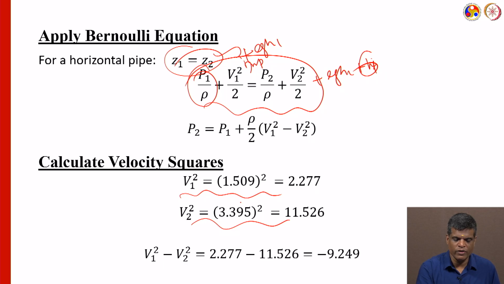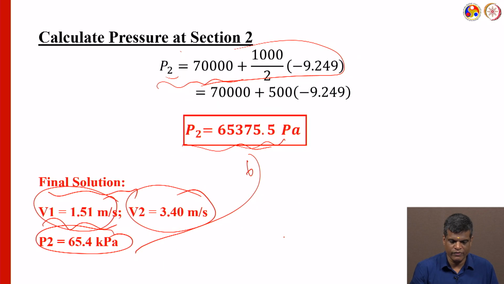So, after solving this, once we know V1 and V2, we know the P2 value, and P2 also we can calculate from here. So, finally, we are able to calculate all values. Thank you.